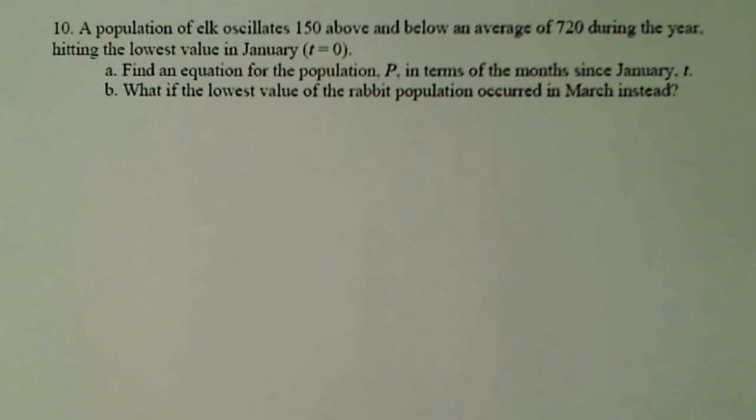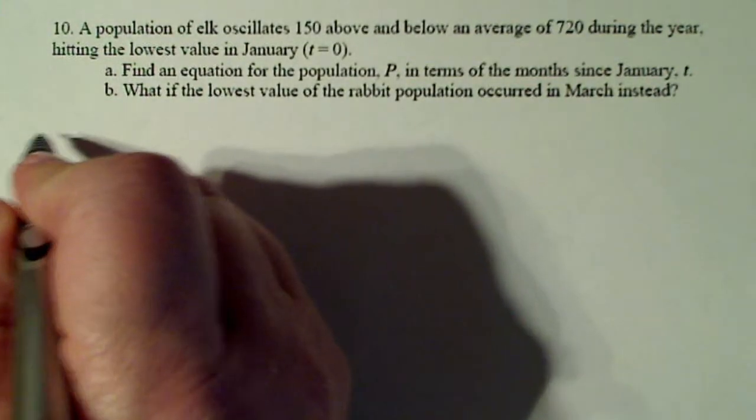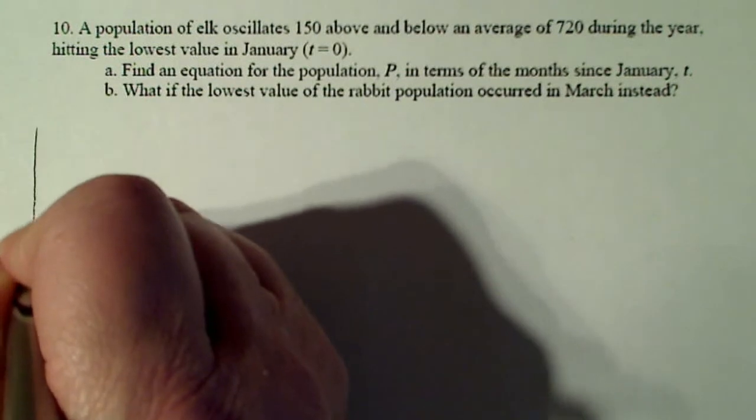A population of elk oscillates 150 above and below the average of 720 during the year, hitting the lowest value in January, which is t equals 0. So to do part A, we need to find an equation for the population P in terms of the months since January.